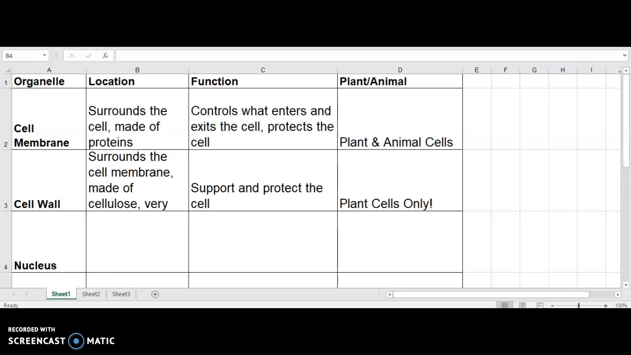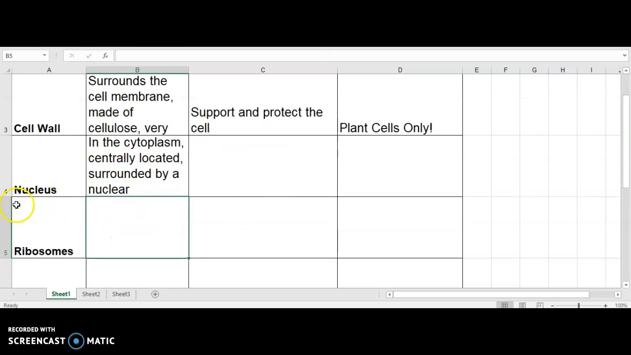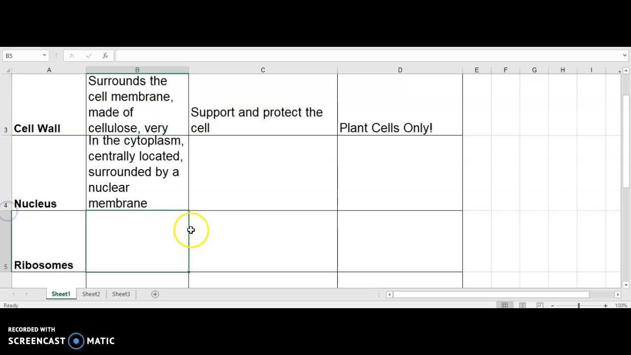So then the next one is the nucleus. Again, the nucleus is in the cytoplasm. It's centrally located, and it's surrounded by a nuclear membrane. Let's go ahead and make this bigger so you can see all of that.